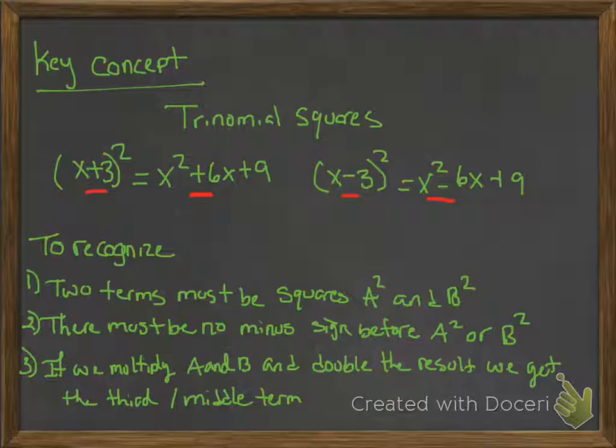When I talk about the middle term, I'm talking about the 6x right here. And the 6x comes from when I take a times b. So in my first case here, a and b would be x and 3, and times it by 2. 3 times x times 2 is going to end up with 6x.